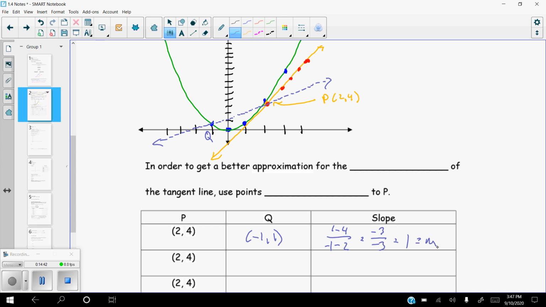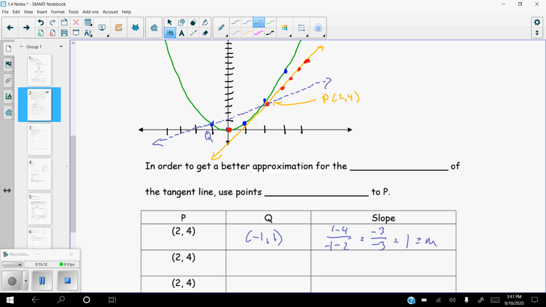So the real question is, is that a good approximation for our tangent line slope? Well, you can clearly look at the purple dotted line and the orange line. Those things are not really that close together. Is it an approximation? Yes, it is an approximation. It's just not a very good one. So what can we do? Well, what we're going to do is move our Q value closer to P. So now I'm going to take (0, 0).